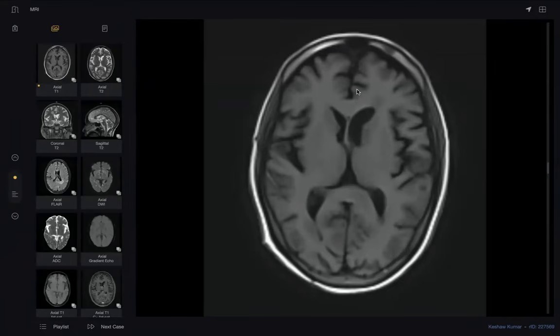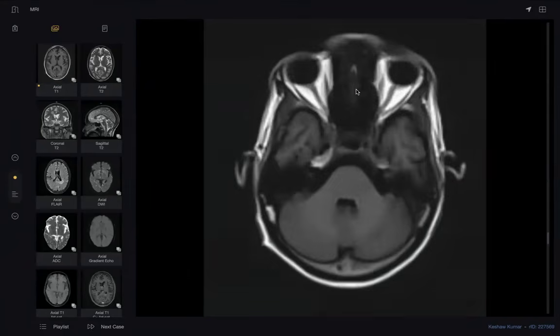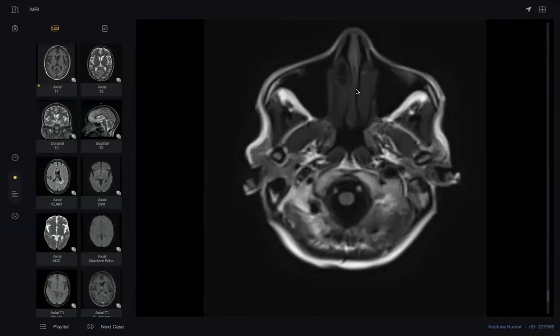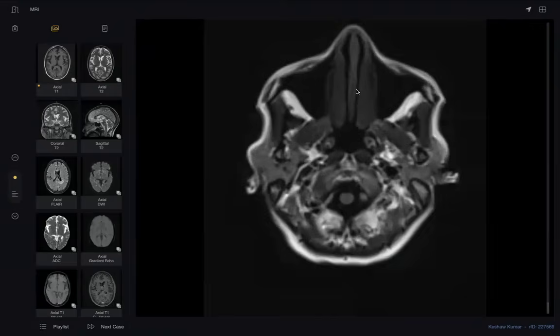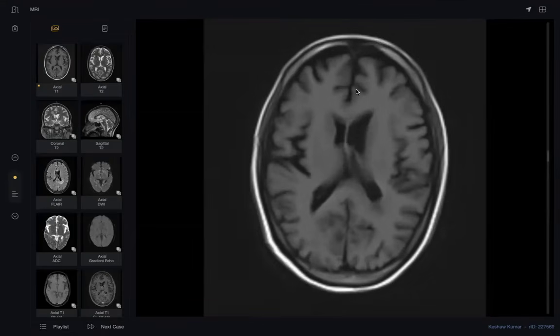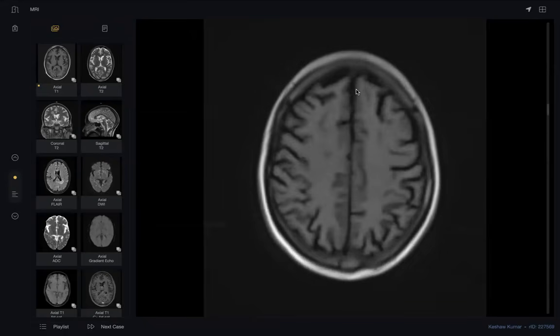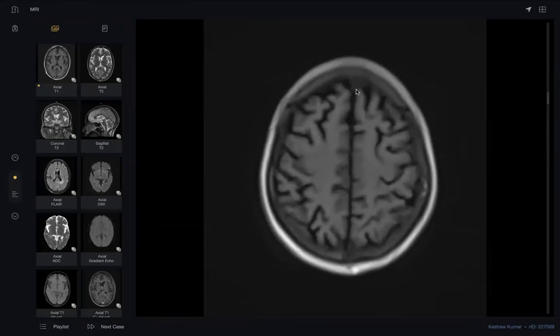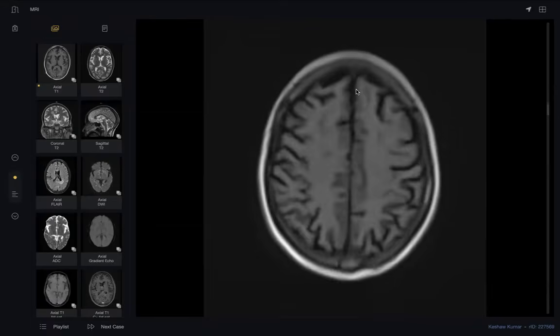This is a 14-year-old patient complaining of headache since 3 months. Sorry again, the history: 40-year-old patient complaining of headache since last 2 months.